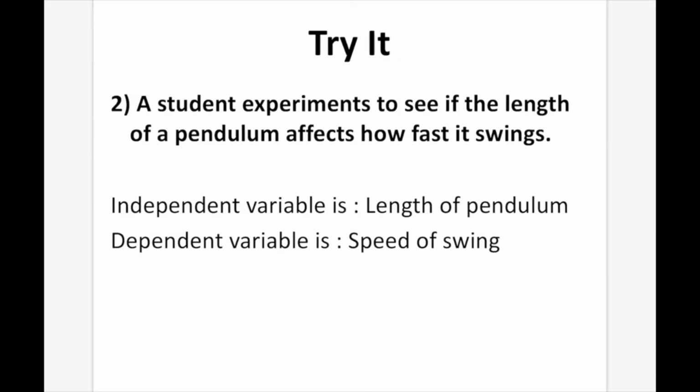Number 2, a student experiments to see if the length of a pendulum affects how fast it swings. A pendulum, if you're unaware, is like a ball on a string that's fixed to a point, and it's going to move from point A to point B, and then back and forth. So in this case, the independent variable is the length of the pendulum, and the dependent variable is the speed of the swing. The speed of the swing depends on the length of the pendulum.